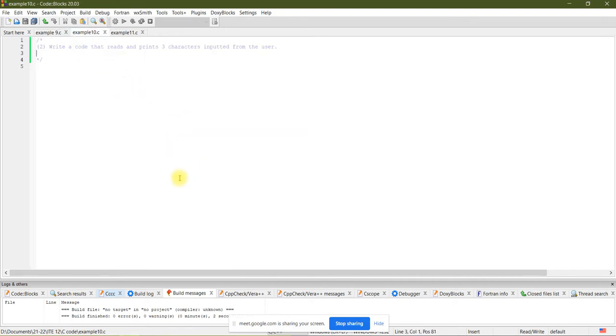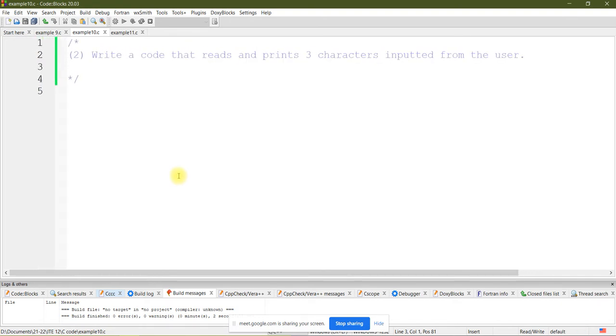Now, let's proceed to problem number 2. So, this is problem number 2. Write a C code that reads and prints 3 characters inputted from the user. Basically, 3 characters. Characters can be of any type, as long as it is just one. It could be a letter, a special character, it could even be a number, but it is represented as a character. As long as it is just one, it cannot be called a word or a string.